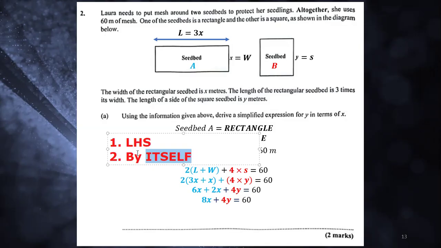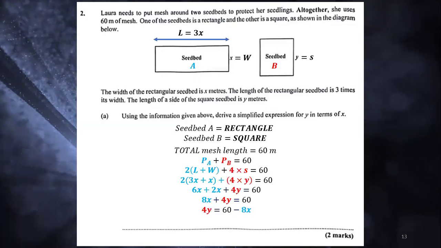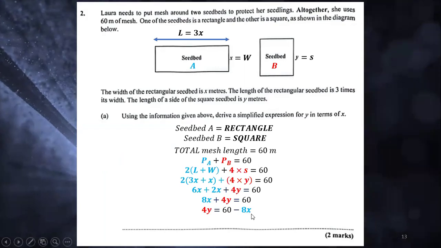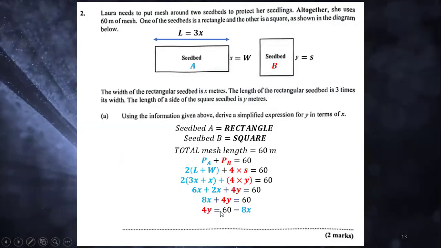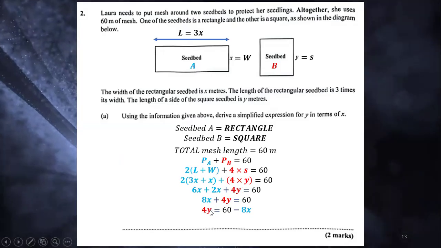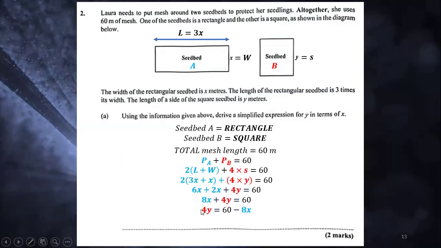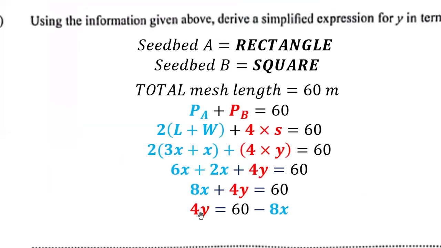We need to get rid of the 8x. Take the 8x, put it over on this side, it becomes minus 8x. Hence, 4y is equal to 60 minus 8x. Yeah, so far so good. Is y the subject of the formula? Did we answer the question? No, we didn't, because the y is still attached to the 4. What we have to do is break up the union between the 4 and the y. What is between the 4 and the y? That's going to be a multiplication sign. And how do we break up a multiplication? We have to have a division sign.